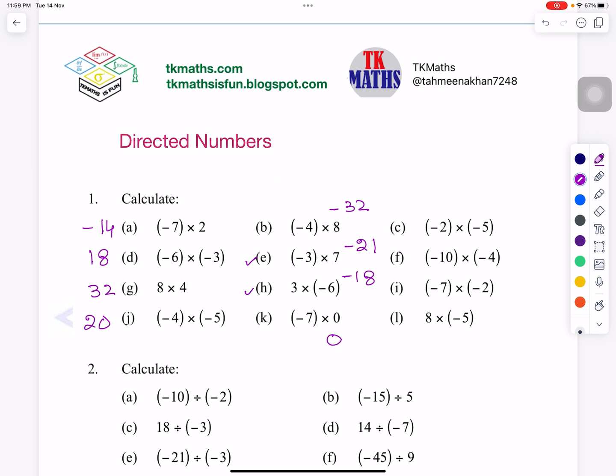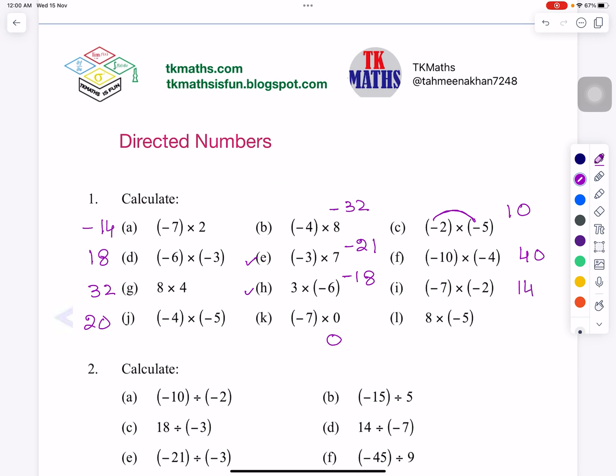Part C, minus 2 times minus 5 is 10, because both signs are the same and they are multiplying, so the answer will be plus. Minus 10 into minus 4 is 40, very good. Next, minus 7 into minus 2, is it minus 14 or plus 14? Plus 14, because both are negative signs.